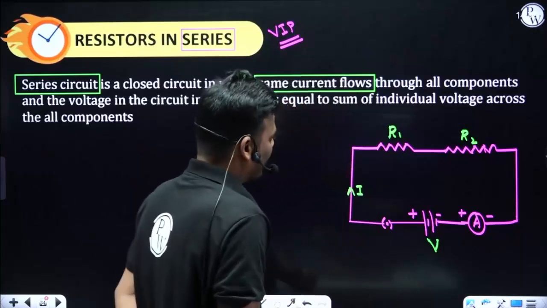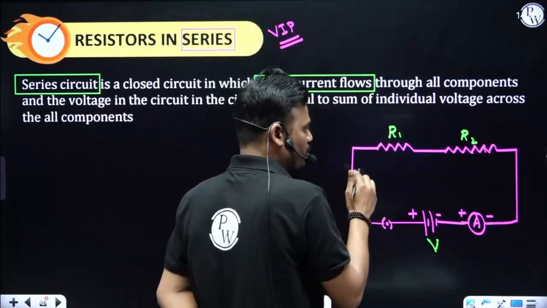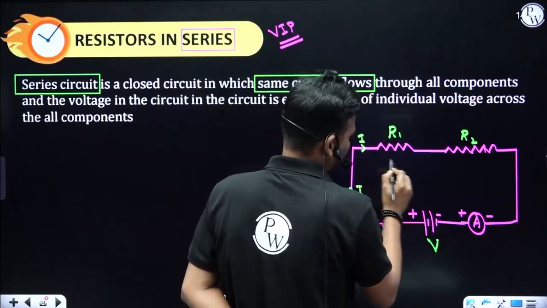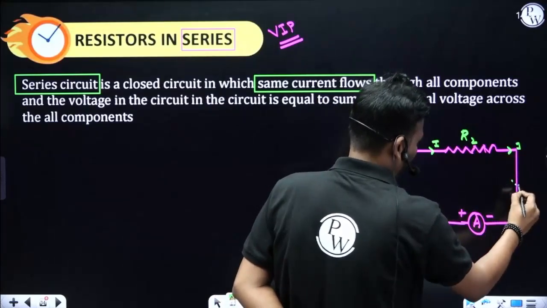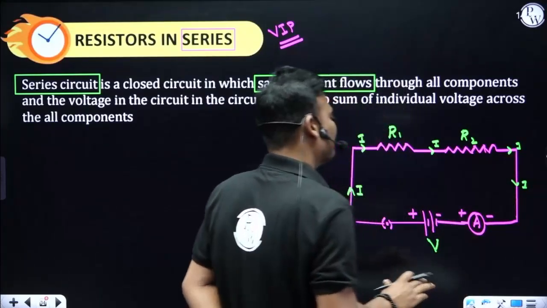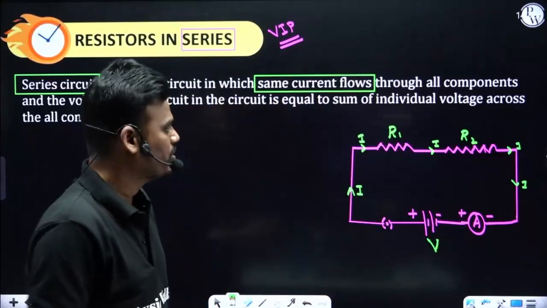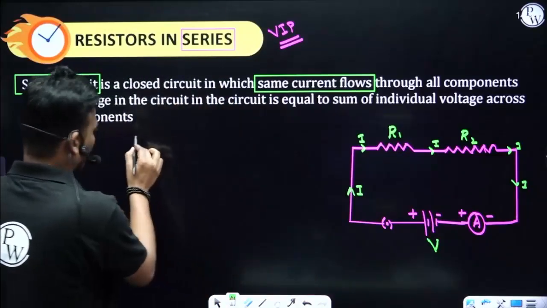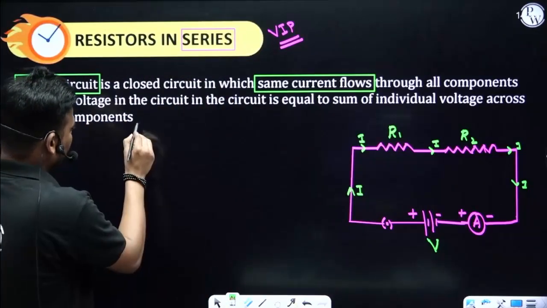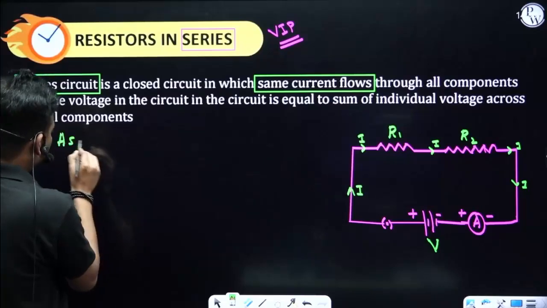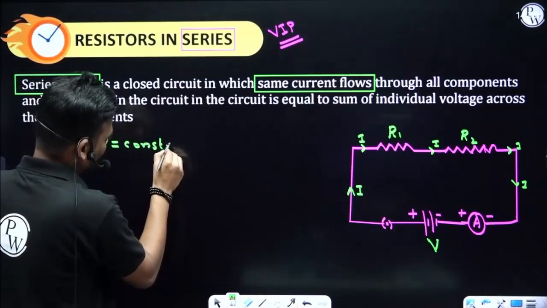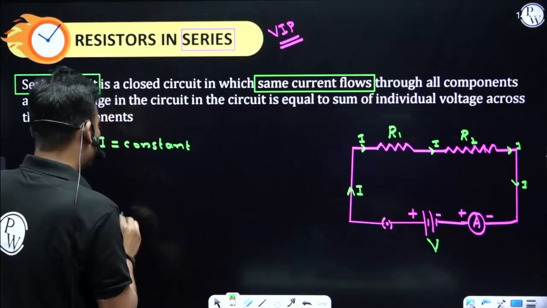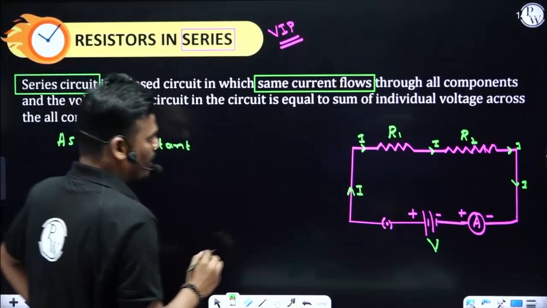Current through resistor 1 and resistor 2 is the same. This is I, and this is also I, and this is also I. As there is a single path, the current will remain the same. So in this particular situation, the current is constant. And what happens to the V?